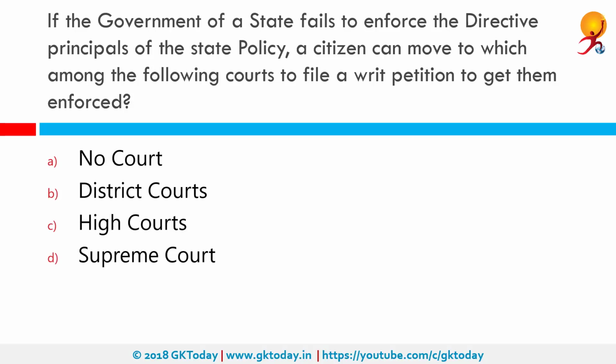If the government of a state fails to enforce the directive principles of state policy, a citizen can move to which among the following courts to file a writ petition to get them enforced? So directive principles of state policy are non-justiciable in nature, which means courts cannot exercise their judicial authority to enforce them. So the correct answer is no court.